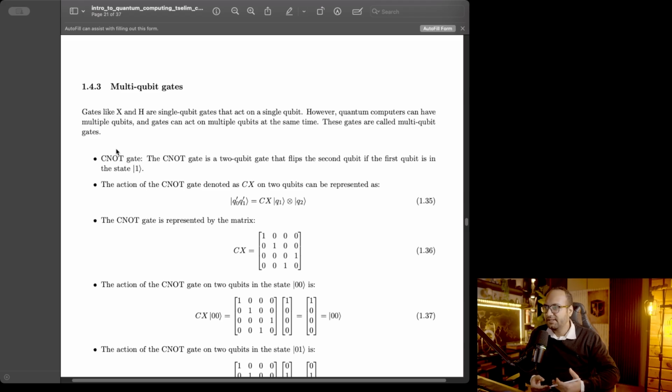The CNOT gate is an obvious example of a 2-qubit gate, and this one can flip the second qubit if the first qubit is in state 1. So it's a conditional gate. If the first qubit, which we call the control qubit, is in a particular state 1, then it will act on the target qubit. If not, it will leave it untouched.